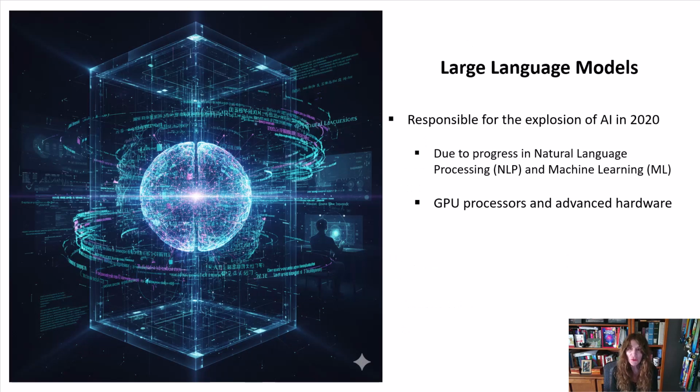So large language models are responsible for the explosion of AI in 2020, which is not that long ago. Okay, due to the progress in natural language processing, the ability to process natural language, and machine learning. Also, the GPU processor and advanced hardware have enabled the large language models to be able to perform as they are performing today.